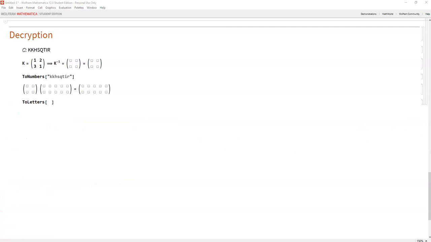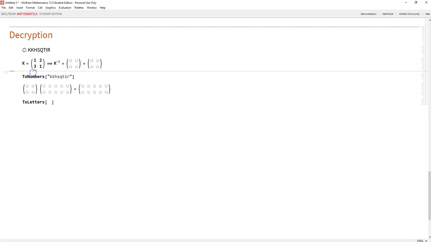All right. Now for decryption. Mechanically, decryption is precisely the same as encryption. The only difference is I am going to use the inverse of the key matrix in order to do the decryption. So we've got this ciphertext to decrypt. So the first thing we're going to need to do is figure out the inverse of our key matrix.